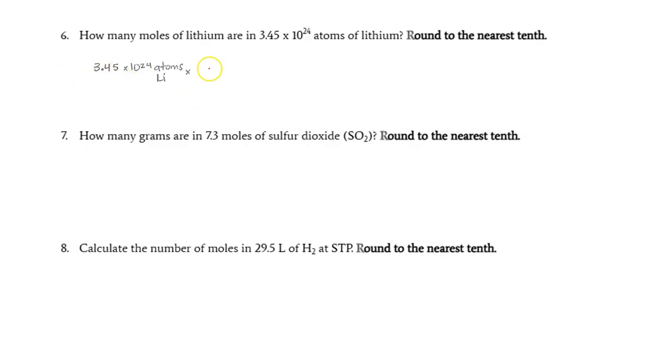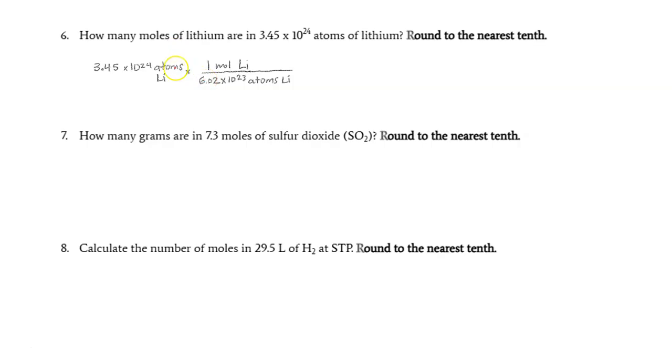So we're always going to take our known quantity there. Now, I don't need to look up the mass of lithium, because it's asking for moles. This is atoms. Nowhere in there does it ask for grams or mass. So I don't need to look up the mass of lithium. This is atoms, so that tells me automatically I need to use Avogadro's number. I'm going to round my answer to the nearest tenth.